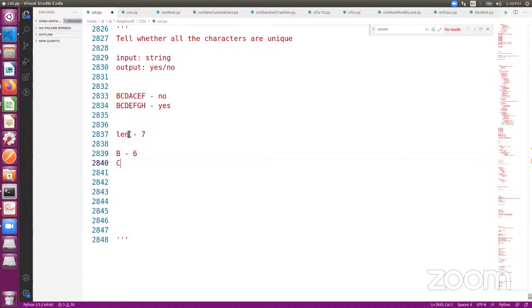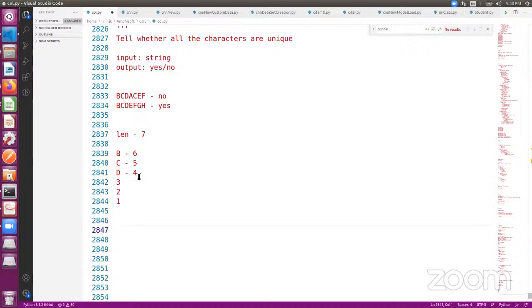And for C, 5 comparisons. And for D, 5 comparisons, right? If you take C, compare all the characters, because B you already considered. So you'll not consider B again while taking C. Now for D, it will be 4. Like that it goes on. Then 3, then 2, then 1.